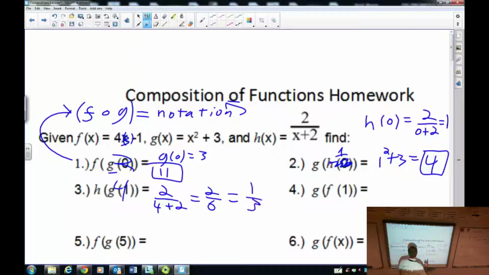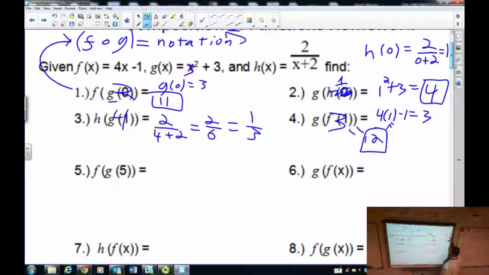Nice. Over here we have f of 1, so f of 1 is 4 times 1 minus 1, plugging in that 1 right there. And so that's 4 minus 1, which is just 3. So then we need to find g of 3. So g of 3 is 3 squared, which is 9, plus 3 is 12. So g of 3 is 12. Did you get the right answer? I hope so.